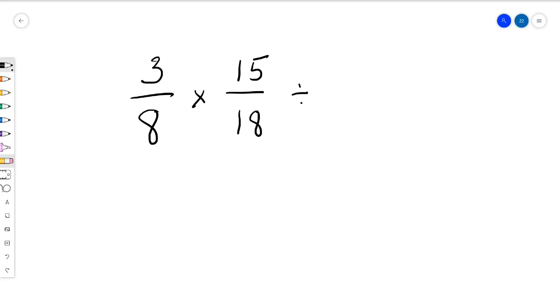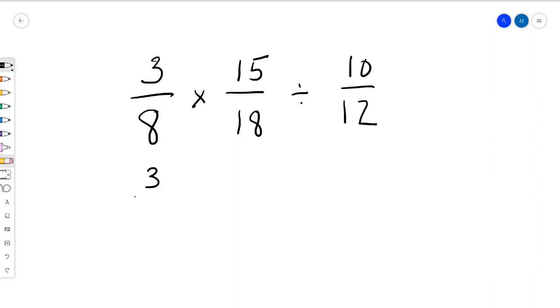You are going to be asked to multiply and divide fractions. So let's say you have a string of fractions here. You're multiplying the first two, and you're dividing the last one. All right. When we multiply and divide, we just go left to right. We can multiply our first two fractions, get the result of that, and then divide by our last fraction.